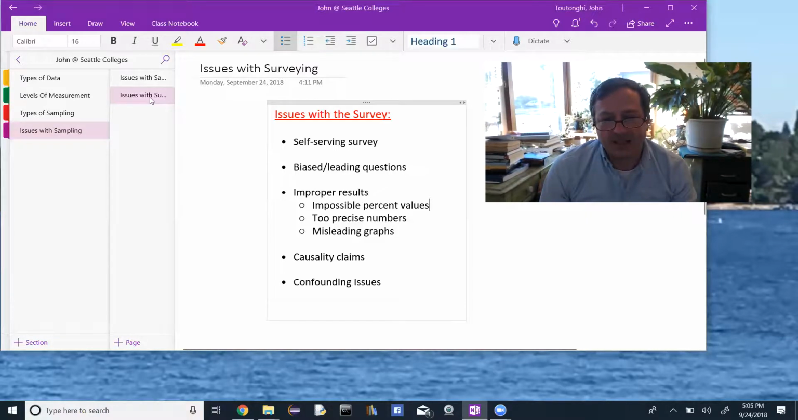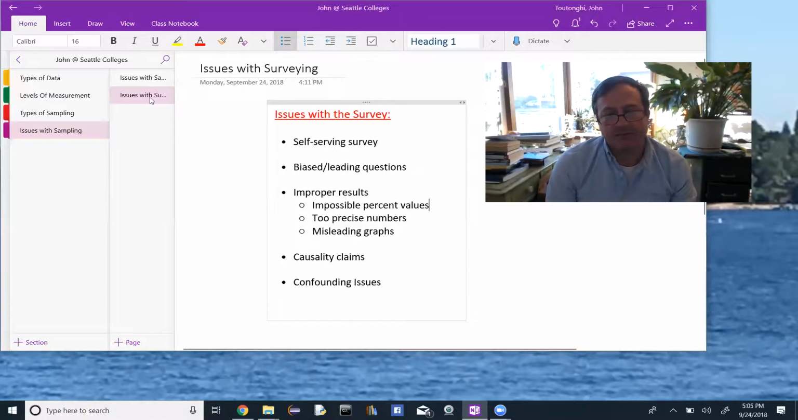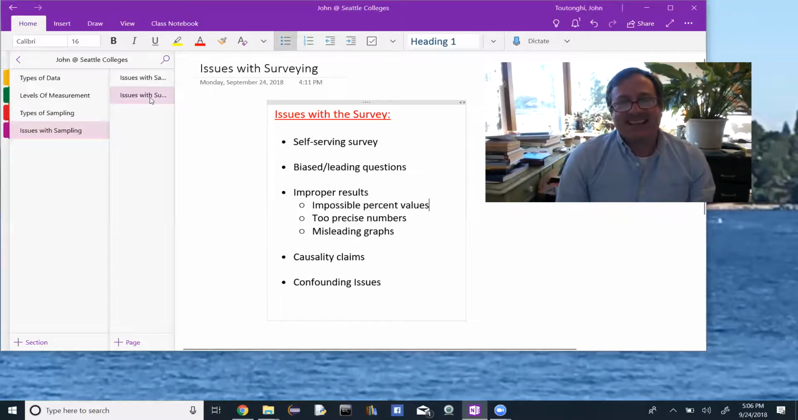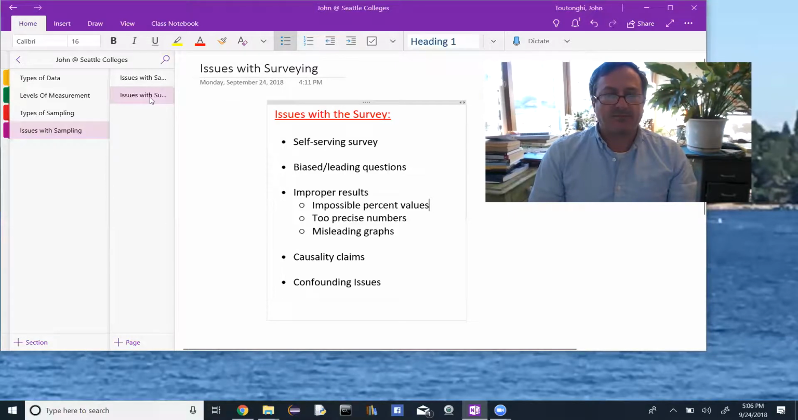Causality claims, so that's claiming that because this is true, it follows that that is true. So because... I'm stuck. Because... the example left my mind.